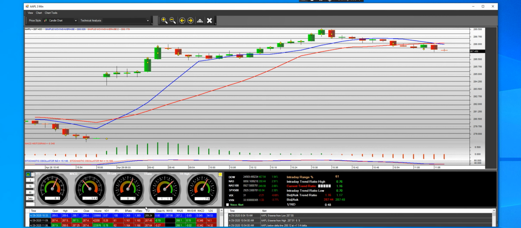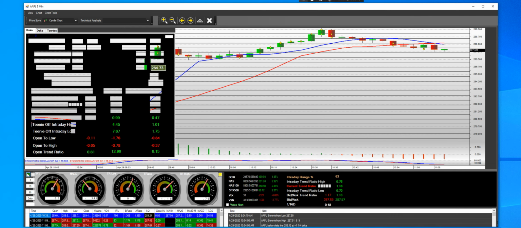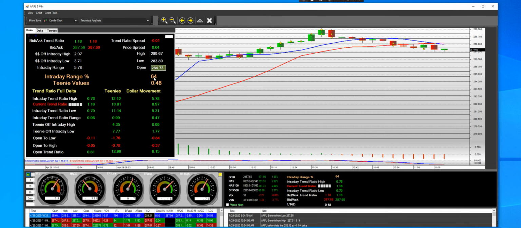Now we're going to see if the buyers come in or not. Do they have conviction? 64 IR, 48 cents up. There you go. We cashed in at the top. We can always look for more entries, but it was a good one today. Let it be knowing when to sell the option.